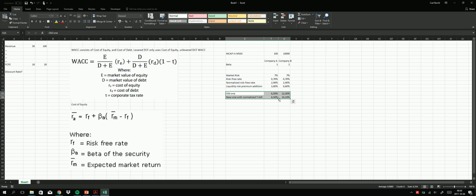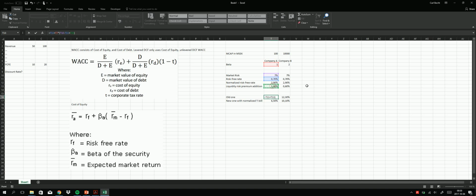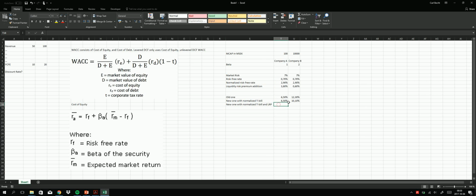What do we do now? We have our risk premium. So what I usually do is I add it to the parenthesis, which is subject to the beta. There we go. We can actually do it like this: new one with normalized T-bill and liquidity. I'm just gonna call it LRP, this liquidity risk premium addition. So you can just copy this formula, and here you add it on like that. Suddenly we have a lot higher.